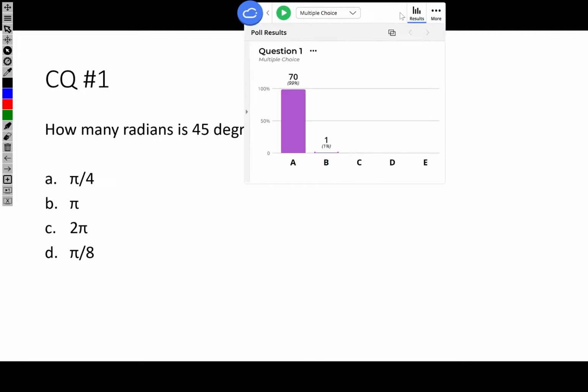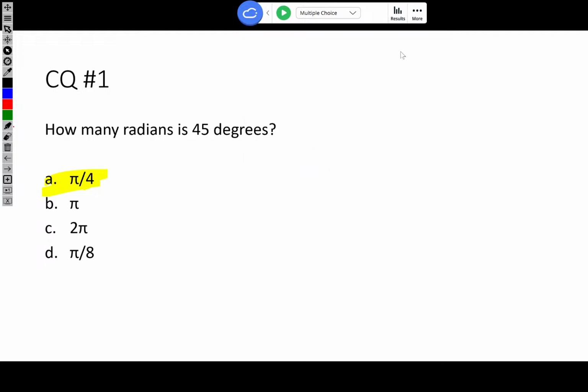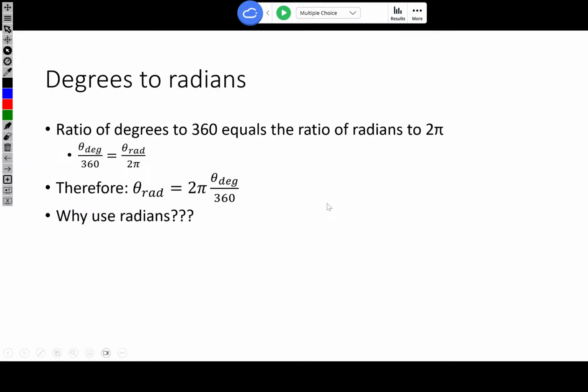All right, how did we do? Ah, so good. Look at y'all, great job. It is pi over 4. Wow. All right, so great, we know what radians are. I fully expected that, but good to just remember that.